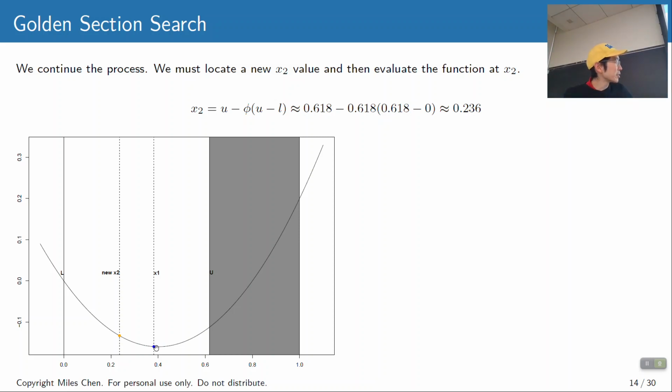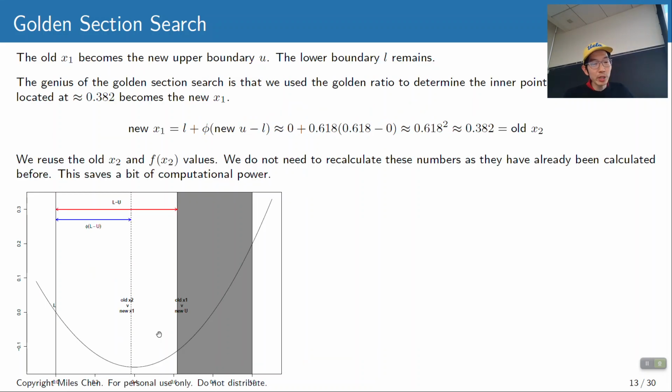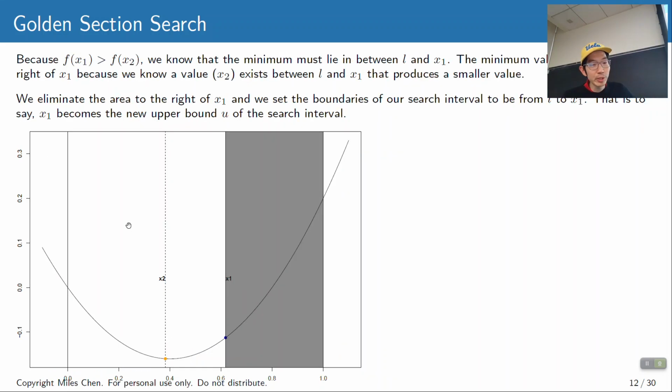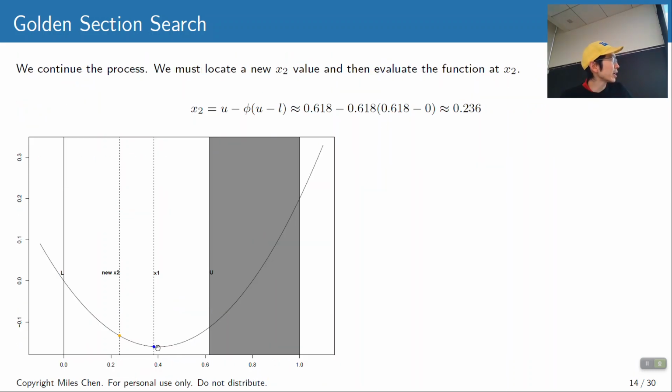So the genius of golden section search is that we can just reuse that old value. We already have the value for here, right? We calculated this value back in this step, so I'm just going to use it again. I don't have to recalculate it, okay? And I only have one new value to calculate. So the old x2 becomes my new x1, and then I calculate my new x2 value, which is going to be 0.618 of the way from 0.618 to 0. So that's going to give me 0.236. That gives me this location.